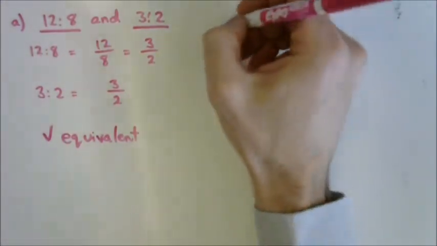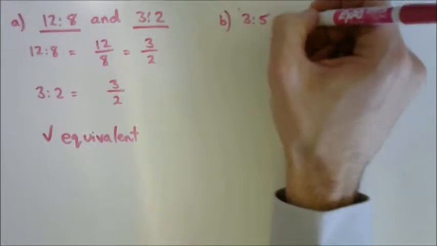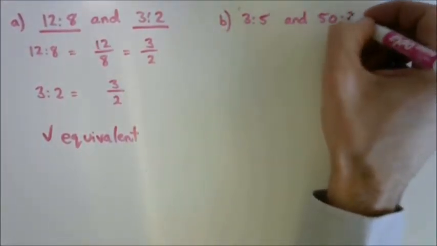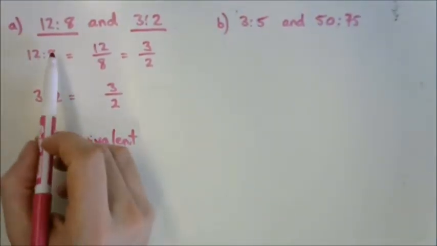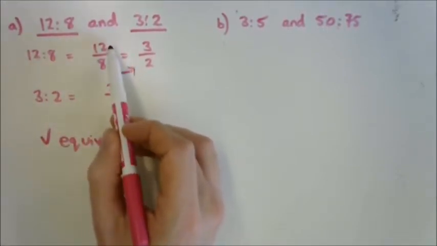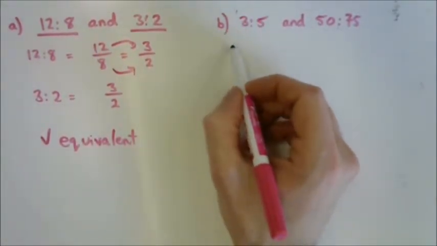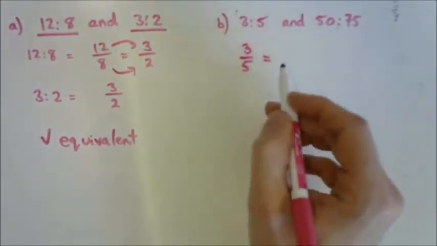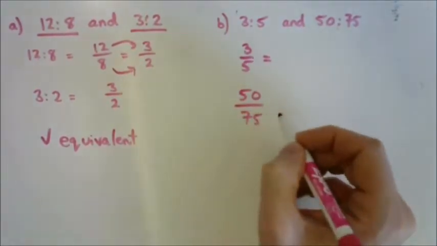Example B is a bit trickier. We have 3 to 5 and 50 to 75. Now you'll notice that in example A, we took the ratio with the bigger numbers, and we divided each term to make it smaller. We're going to do the opposite here. We're going to see if we can represent 3 over 5, what is that if we represent it over 75? Because this ratio is going to be 50 over 75 in fraction form.